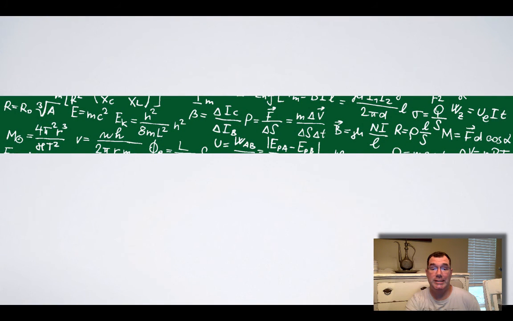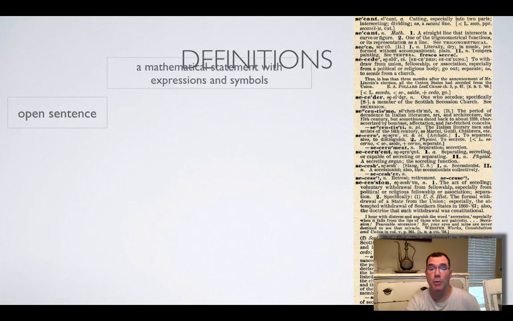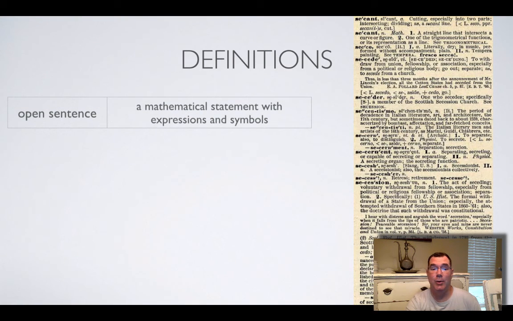Hello again. We are continuing our discussion of algebra by talking about equations and what you can do with them, what they mean, all that kind of stuff. So first let's define some key terms. An open sentence is what we call a mathematical statement with expressions and symbols.